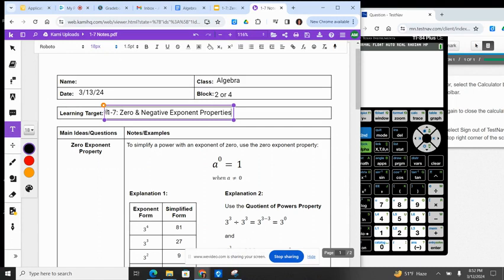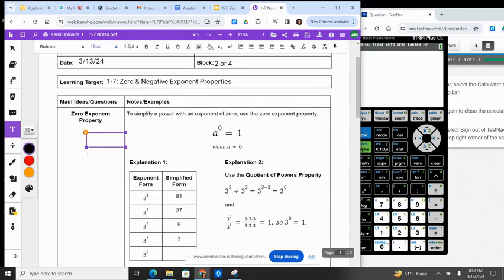Now we're going to move on once you get that done. I want to talk about the 0 exponent property. I sort of talked about this yesterday and the day before, but sometimes you're going to run into something that has a 0 exponent, and we're going to have to simplify that. There is a property, or a rule, a shortcut, that says any number that's taken to the 0 power is going to equal 1. The only exception is when a is equal to 0.